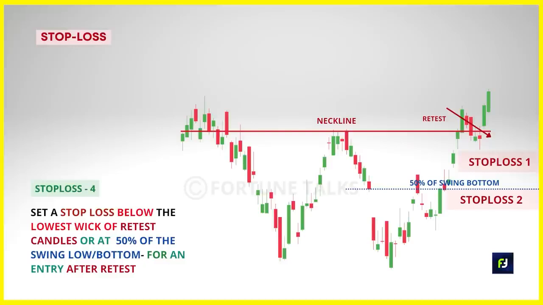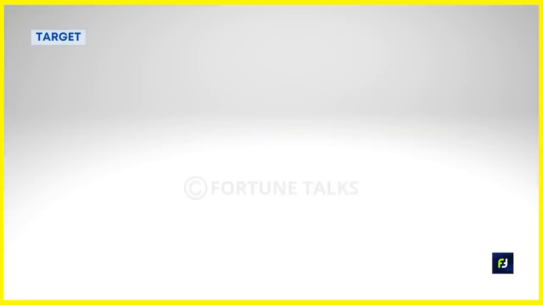In this scenario, the stop loss can be placed just below the lowest wick of the group of retest candles, or you can be more conservative and place the stop loss at 50% of the distance between the swing low and the neckline of the pattern in order to save yourself from long wicks. And finally, we will discuss how to exit from our trade for maximum profits.